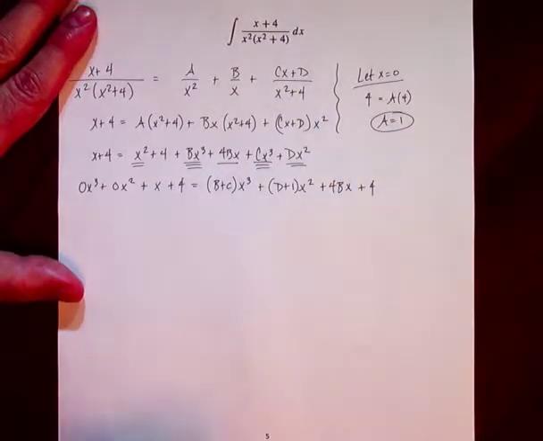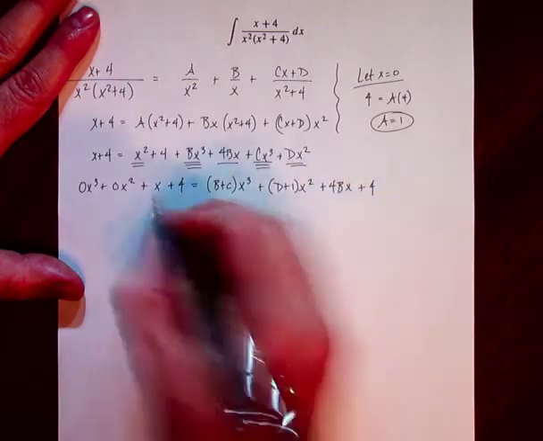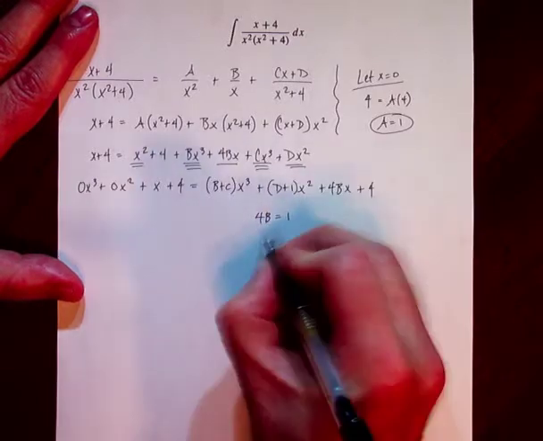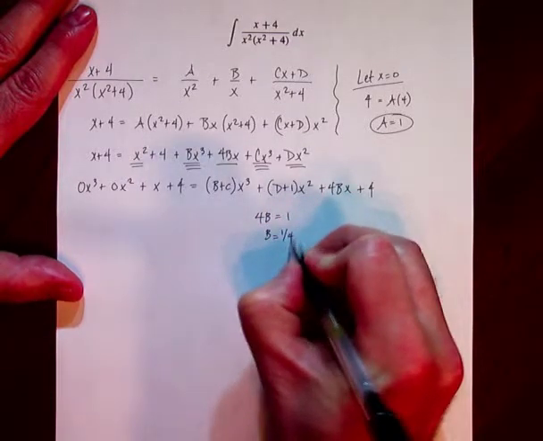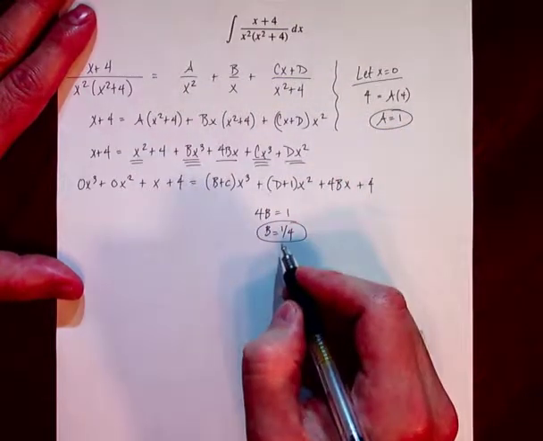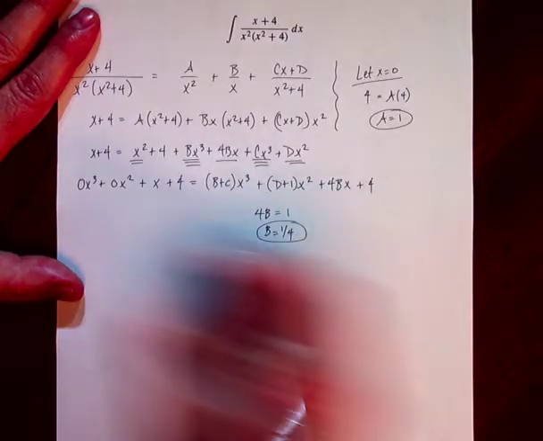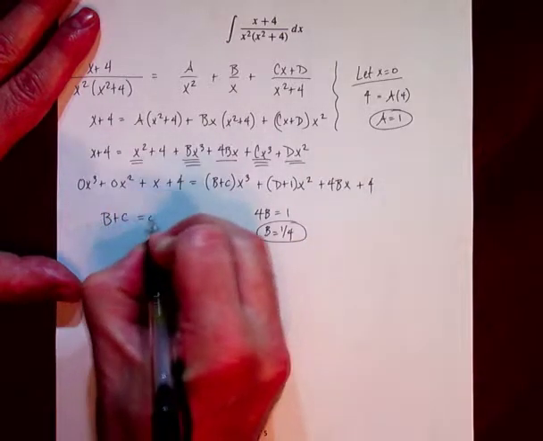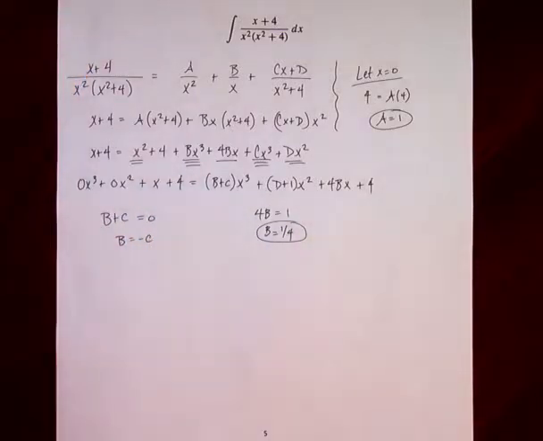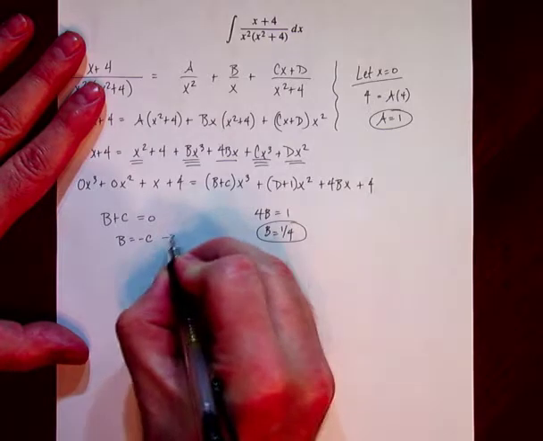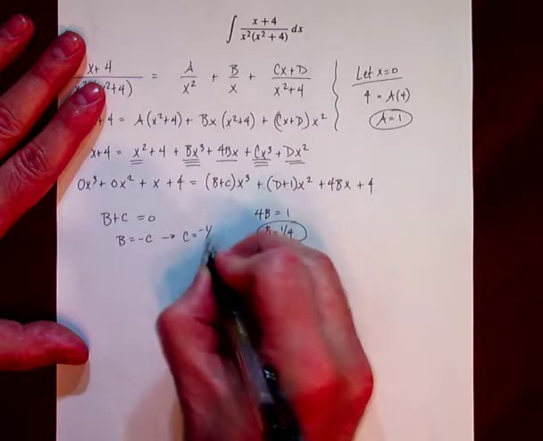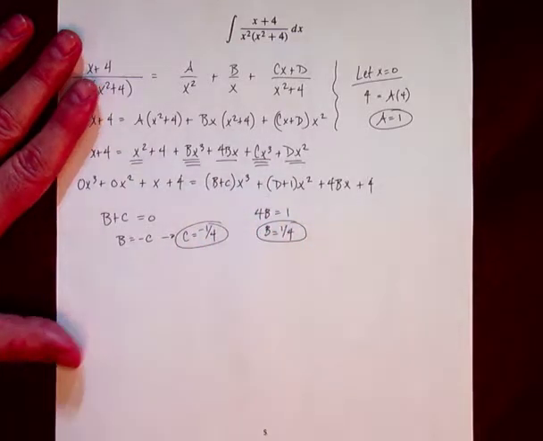Well, 4b is equal to 1, and therefore b is equal to 1/4. That ought to be easy enough. So I've gotten A and I've gotten B. Let's work on C. I know that B plus C is equal to 0, and therefore B is equal to negative C, or negative B is equal to C. And therefore, from this and this together, I know that if C is just B's negative, and I know B, then C is equal to negative 1/4.